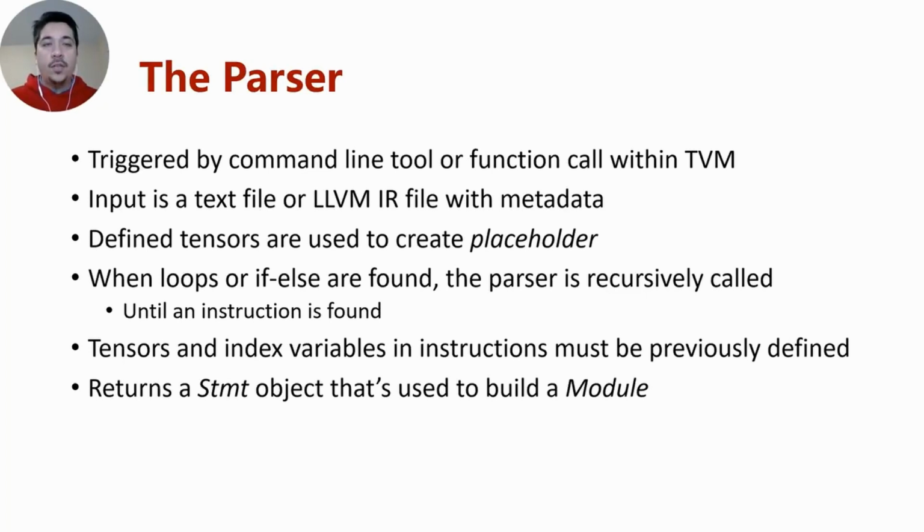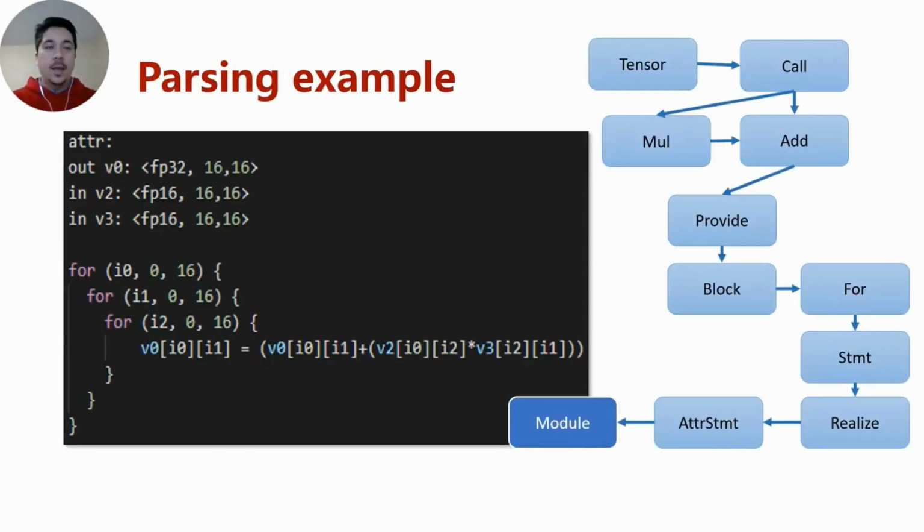Once we have parsed the kernel into a statement object, we call the AKG's build module function with the statement and the list of tensors, the attributes, and the default schedule to get the module. As an example, this is how we parse one loopy code into the module.